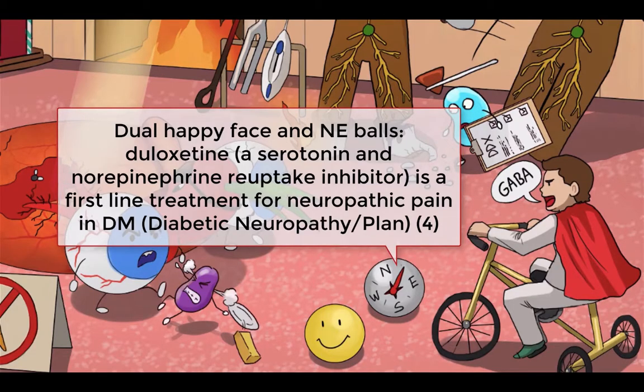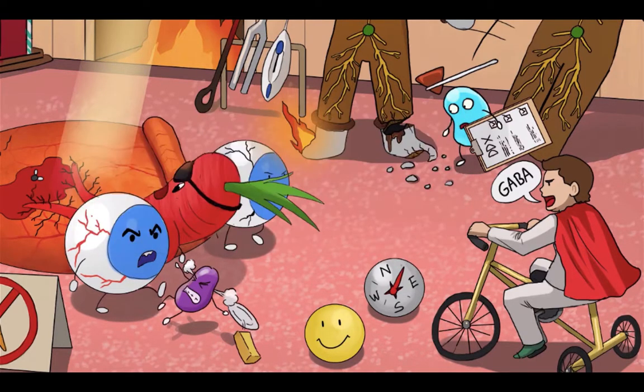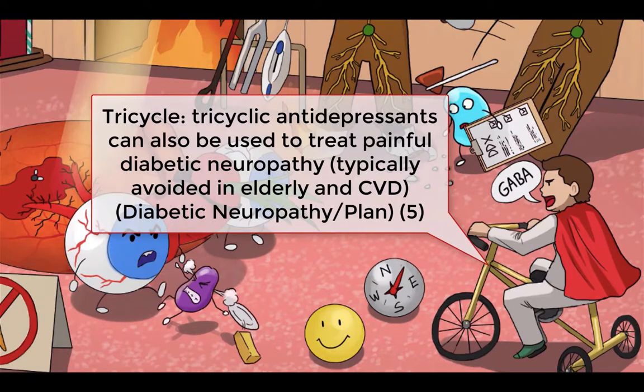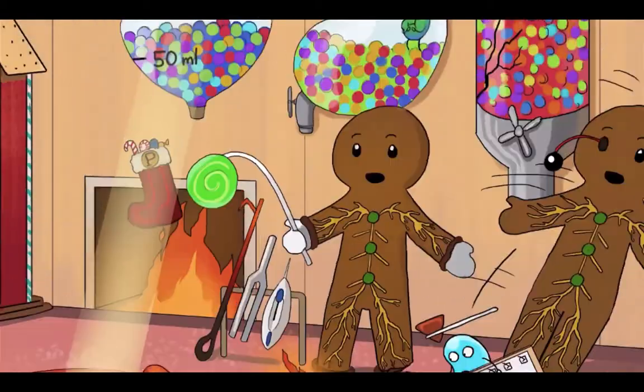Duloxetine is a dual serotonin and norepinephrine reuptake inhibitor, represented here by the happy face serotonin ball next to the North Compass norepinephrine ball. Tricyclic antidepressants are another class of agents used to treat neuropathic pain, represented by the tricycle. Keep in mind that tricyclics are typically avoided in the elderly and patients with cardiovascular disease.